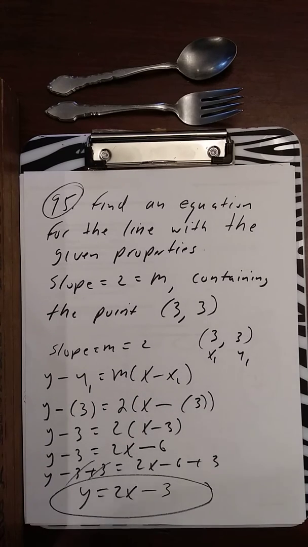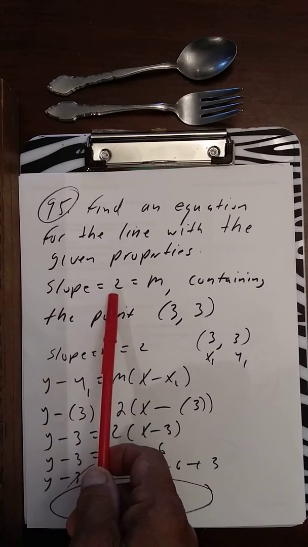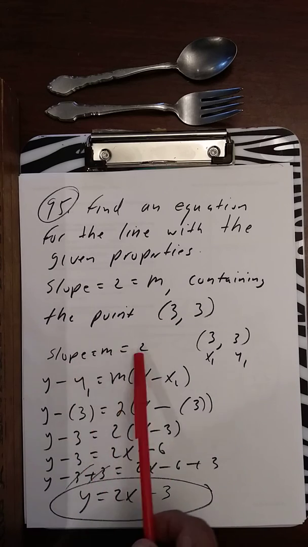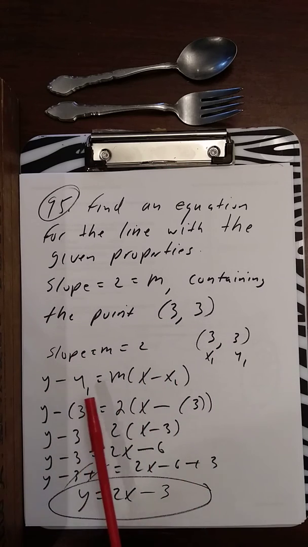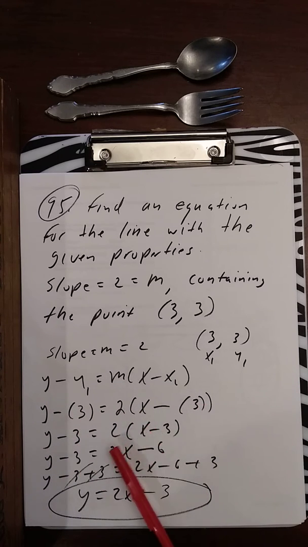Find the equation of a line with the given properties. The slope is this, and it has this point. So y minus y1 equals this. Y minus 3 equals 2 times x minus that. So y minus 3 is there, 2 times that. Bring this off. 2 times that is 2x. 2 times that is minus 6. Add 3, add 3. So the answer is going to be y equals 2x minus 3 at the end.